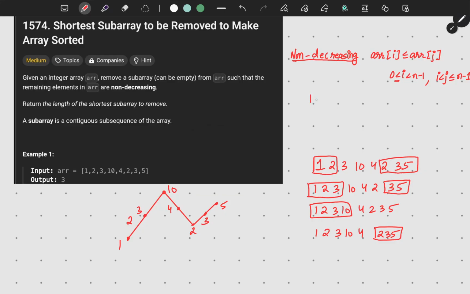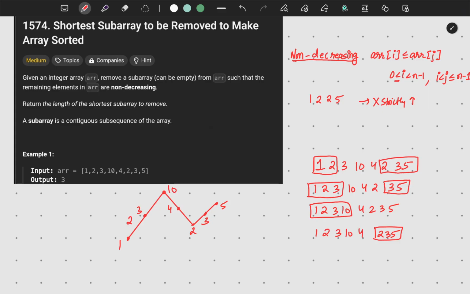So let's take an example. 1 2 2 5. Now, is it an increasing pattern? Yes. But is it strictly increasing? No, it's not strictly increasing. Why? Because in strictly increasing, the elements cannot be equal to the previous element, but in non-decreasing they can. So the only reason to say non-decreasing is to clear the doubt that elements can be equal to their previous element.